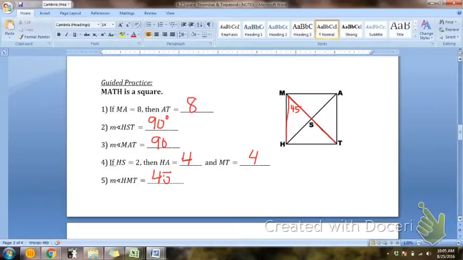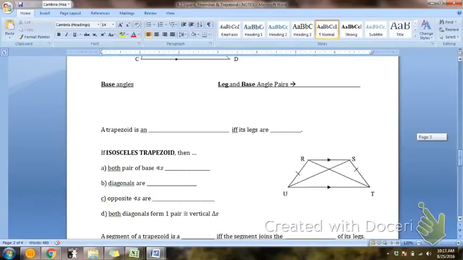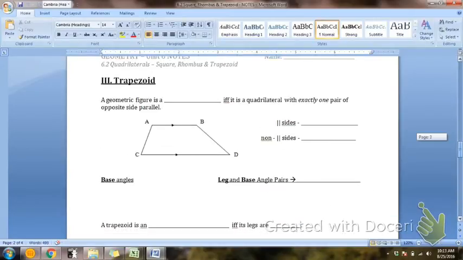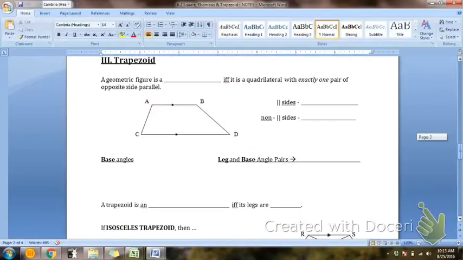Excellent. Any questions about a square? Okay, let me show you this example of a handout for you. We've talked about a square, a rhombus, a rectangle, and a parallelogram. So now we're going to finish up the quadrilaterals with a trapezoid. Because remember, quadrilateral just means you have 4 sides. So we have this thing called a trapezoid.